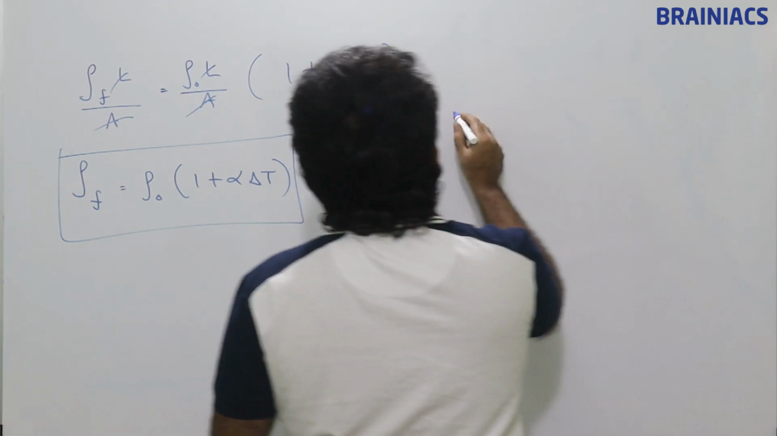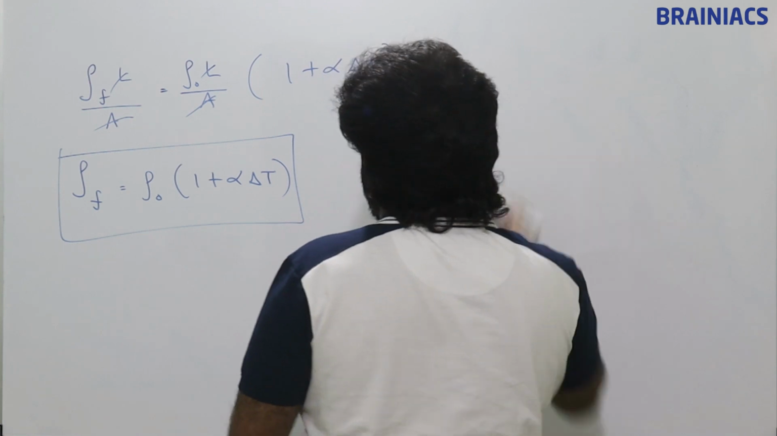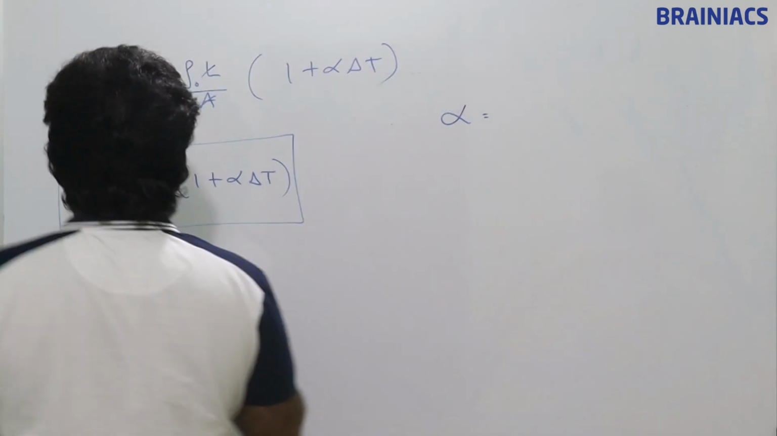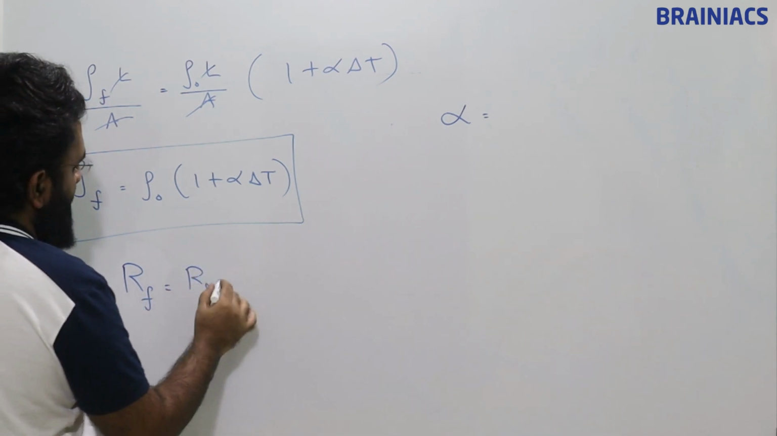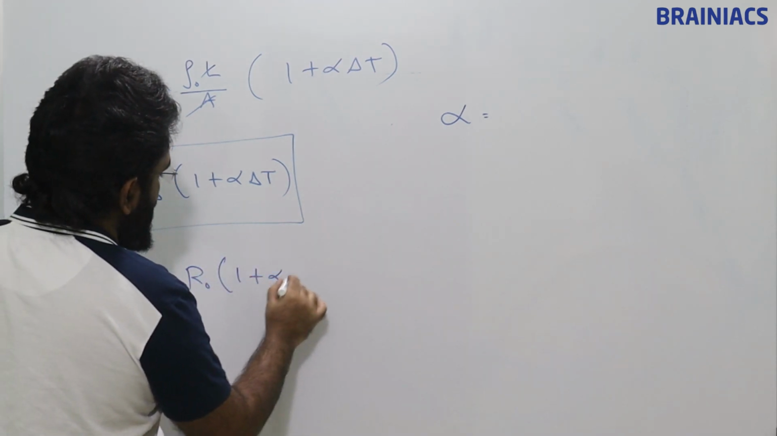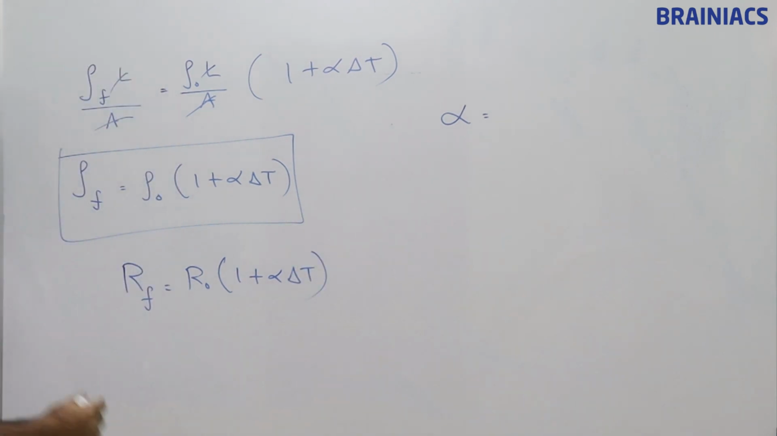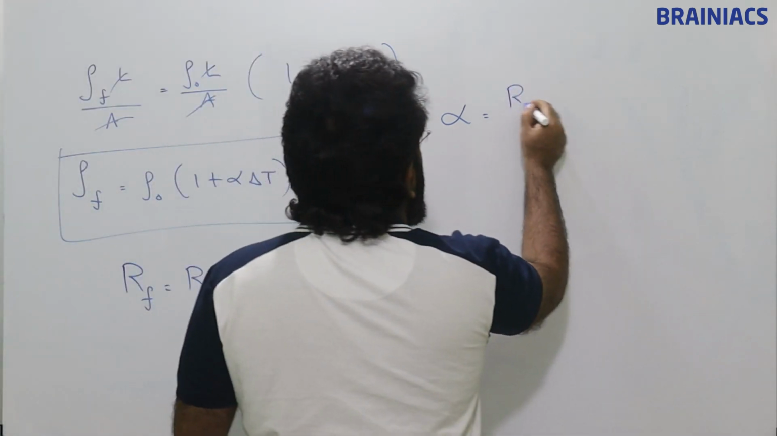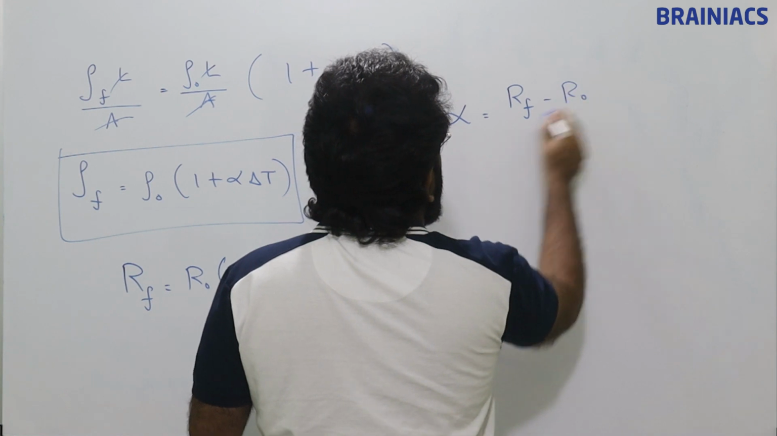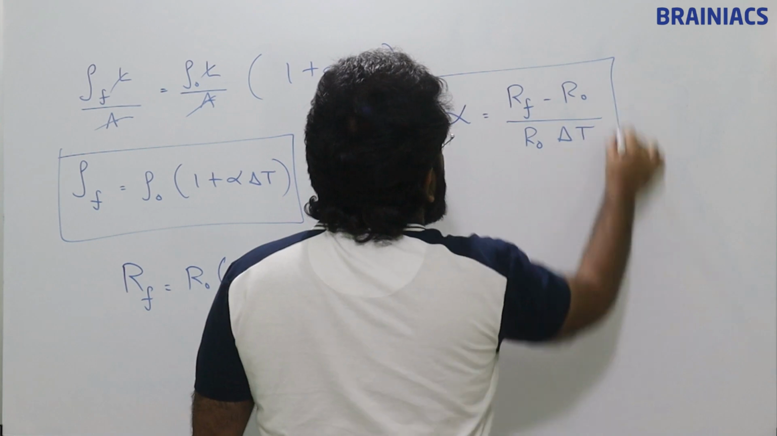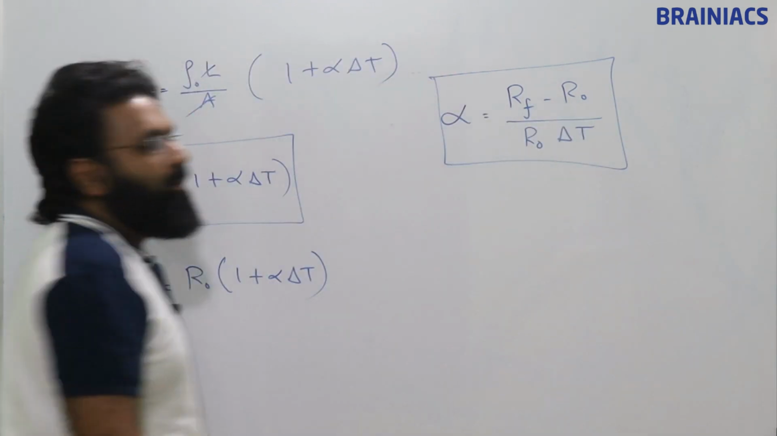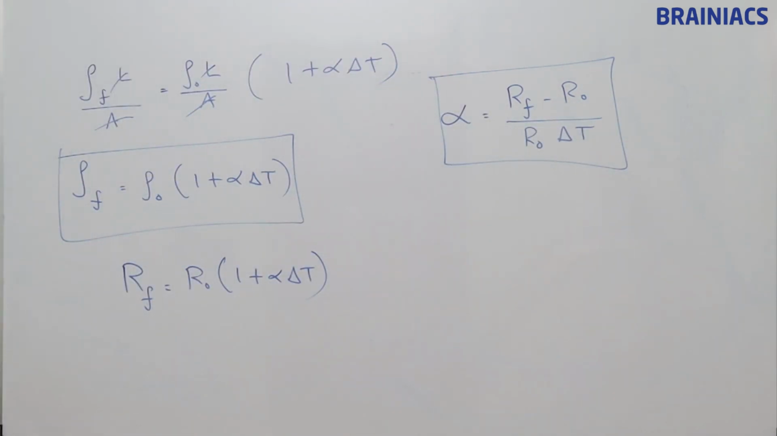Then the formula for alpha. Suppose RF is equal to R0 into 1 plus alpha delta T. From this formula we can derive alpha also. So alpha is equal to Rf minus R0 divided by R0 delta T. Remember this also. Without wasting much time, we will be able to get many answers from that relation.